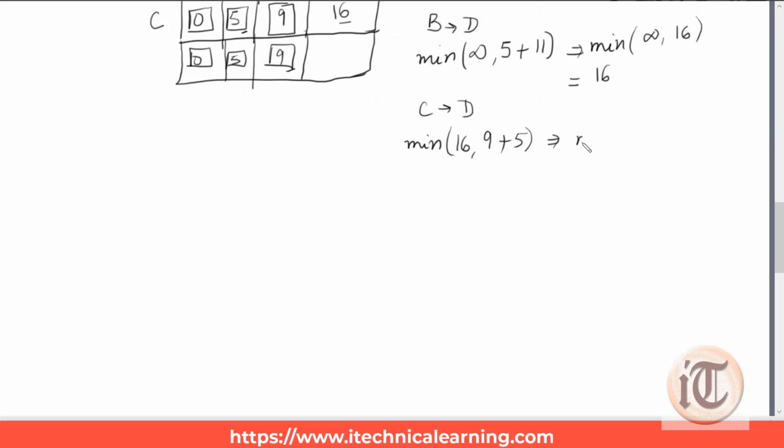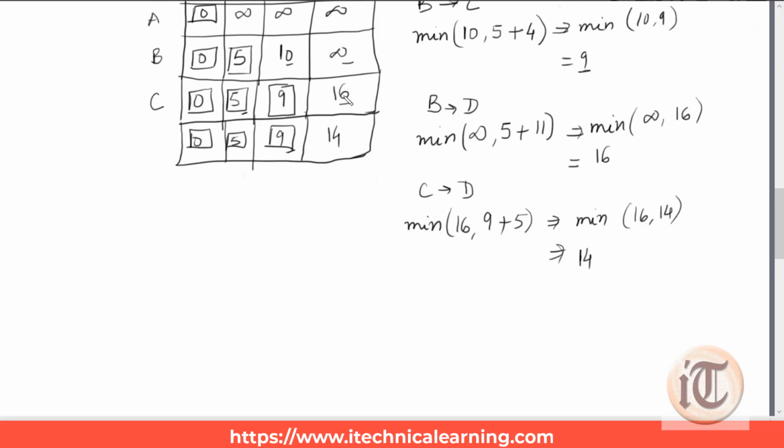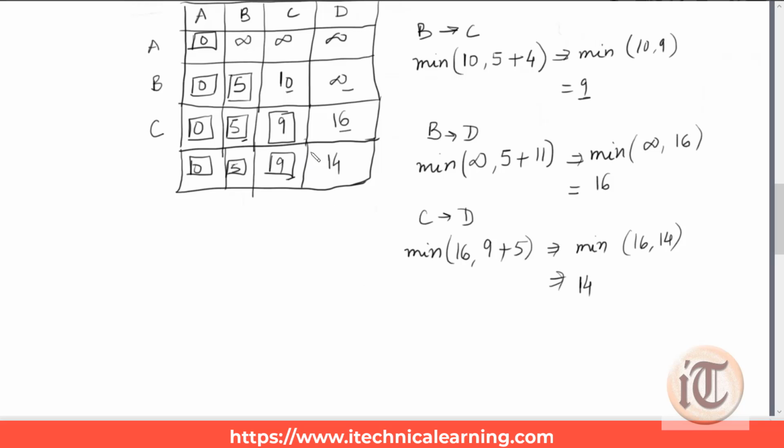Now this will say min of 16, comma 9 plus 5, 14. Between them the min value is 14. So this will be marked as 14. As this is the last value updated, this value will be marked as permanent. Okay, so the last column marked as permanent is D. Okay, so this is how our table is generated.